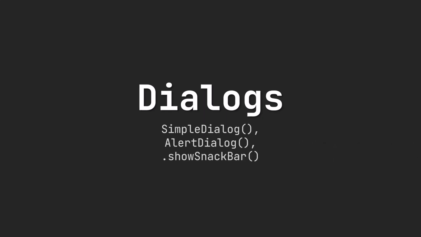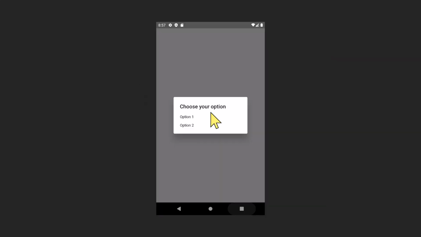I will show you 4 ways to create a dialog in Flutter, starting with the SimpleDialog, then the AlertDialog, the method showSnackBar and the function showModalBottomSheet. The SimpleDialog widget does what its name implies. It displays a simple dialog. We can use it to present the user with a choice by offering different options. What does the implementation look like?